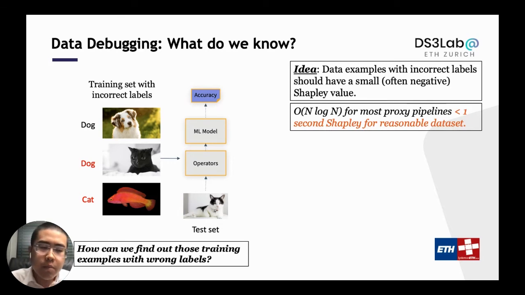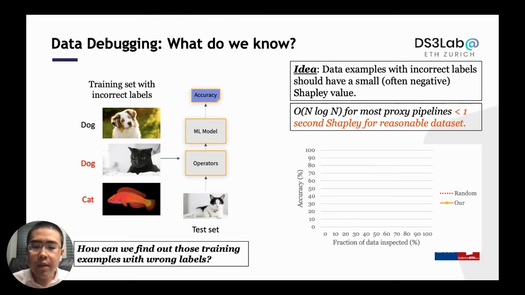And if you look at the proxy pipelines, often we can give you an n log n algorithm to compute exactly the Shapley value, which can return the Shapley value for all those examples in less than 1 second for a reasonable data set. And this can give you a very powerful way to do data debugging.